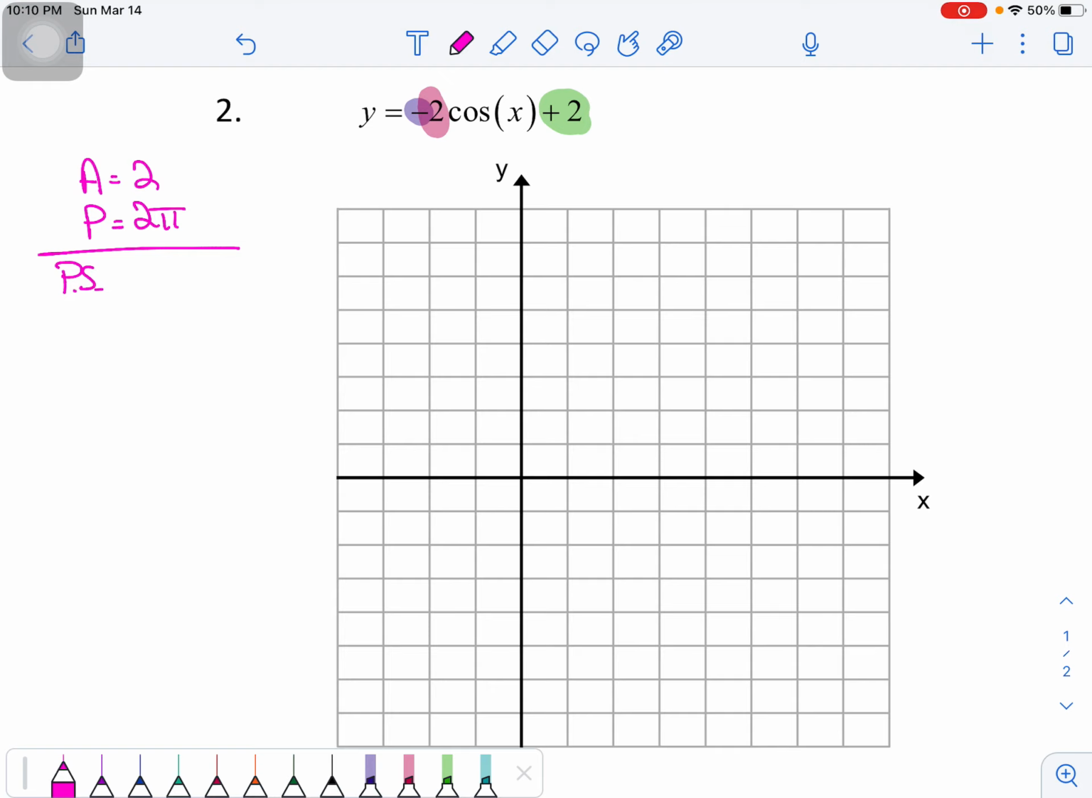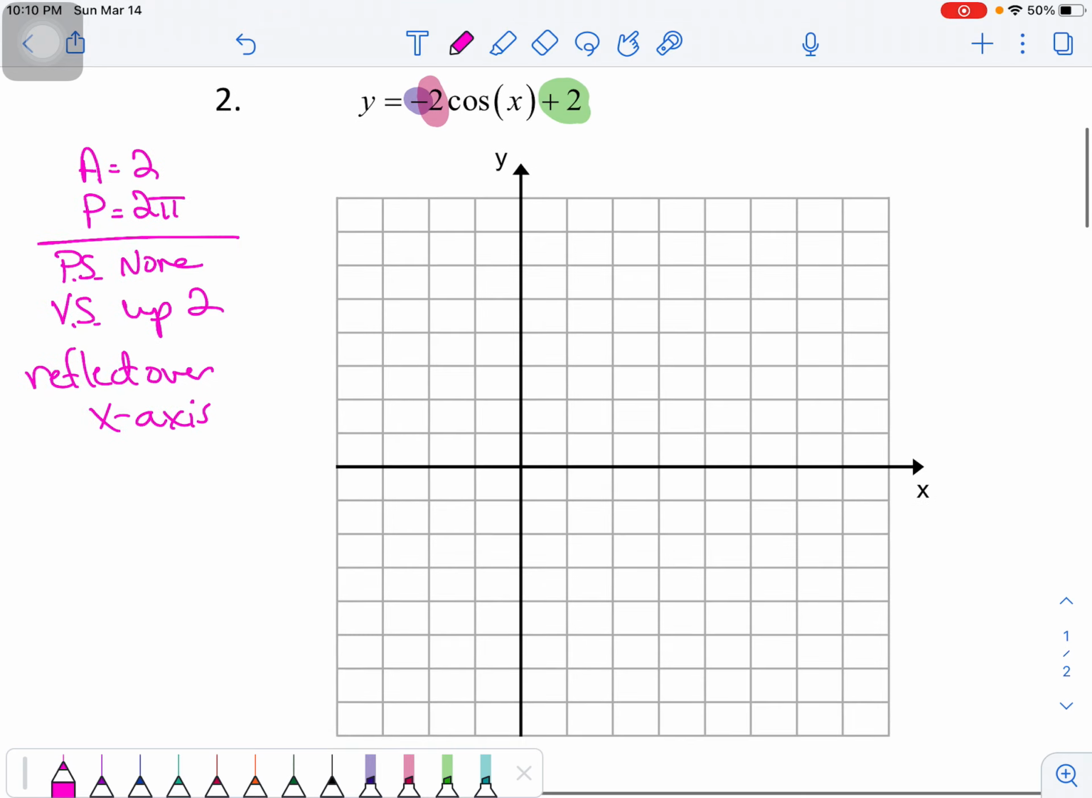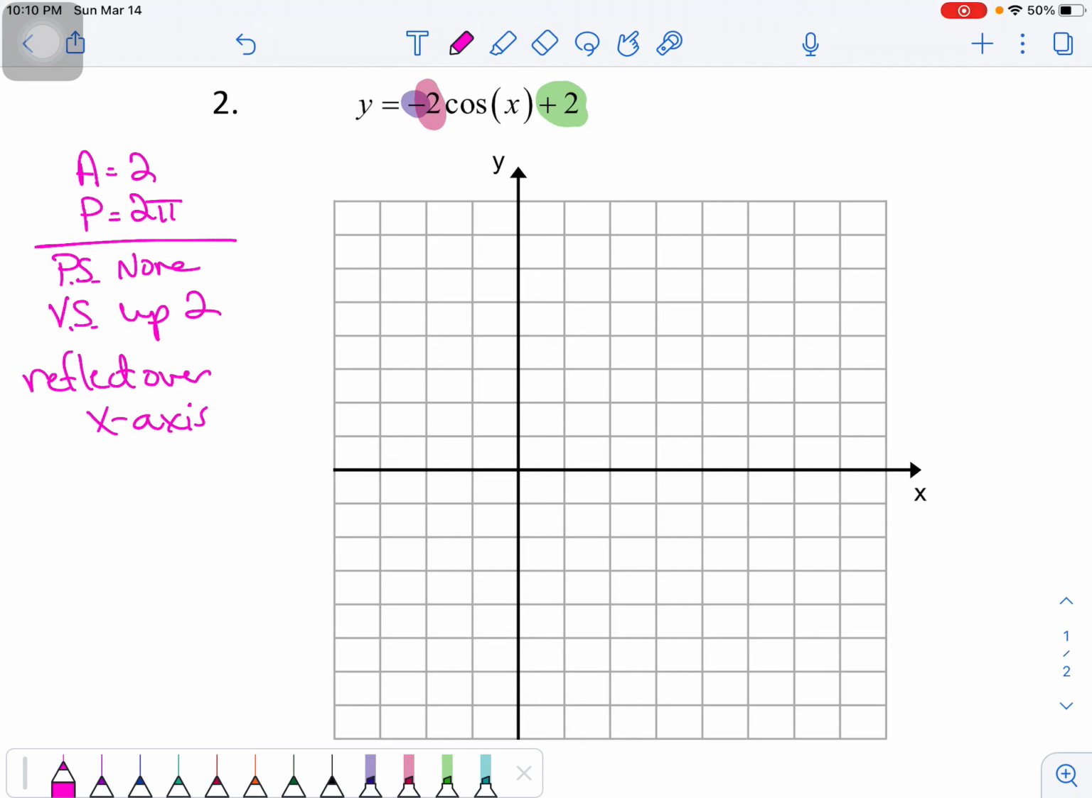I've got a phase shift, and in this case, nothing's being added or subtracted directly to x, so no phase shift or none. And my vertical shift, that plus 2 is going to shift the whole graph up 2 units. The only thing I haven't mentioned, that negative, is a reflection. So reflect over x-axis.